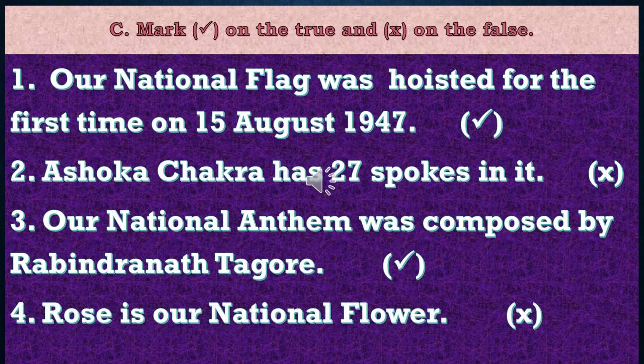Mark tick on the true and wrong on the false. The first one is, our national flag was hoisted for the first time on 15th August 1947. It is correct. Ashoka Chakra has 27 spokes in it. It is wrong because it has 24 spokes.